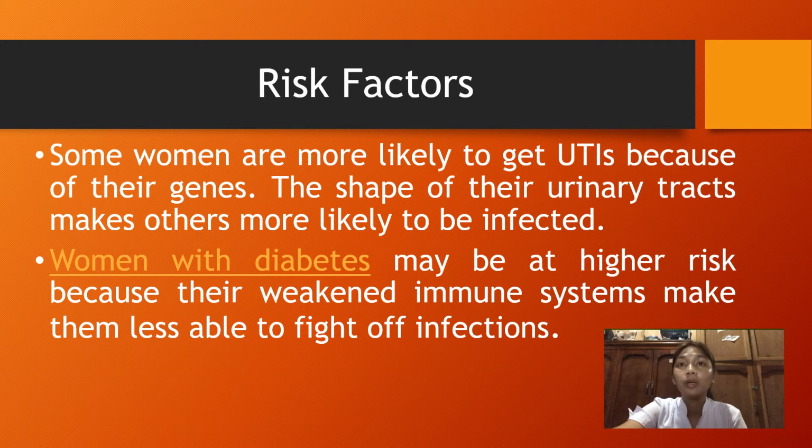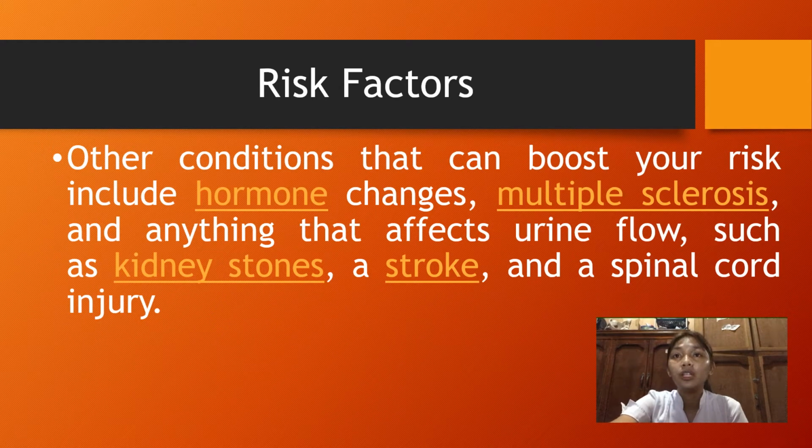Next also, women with diabetes may be at higher risk because their weakened immune systems make them less able to fight off infections. Other conditions that can boost your risk include hormone changes, multiple sclerosis, and anything that affects urine flow, such as kidney stone, a stroke, and a spinal cord injury.